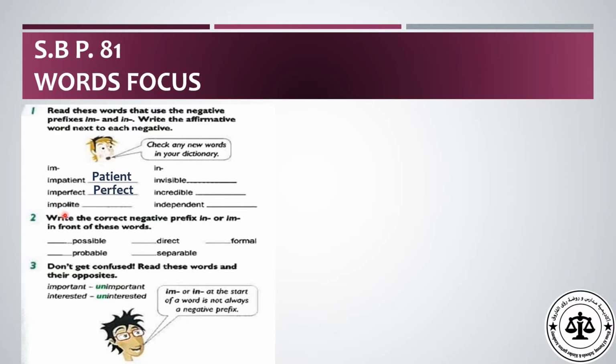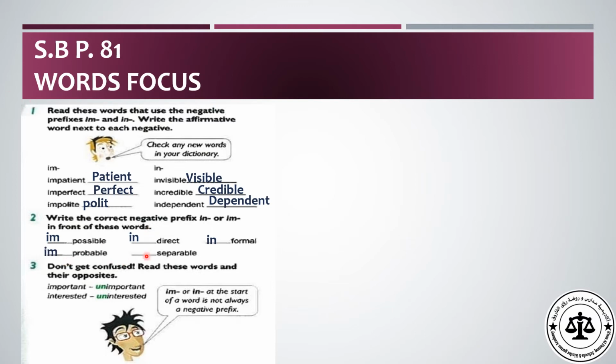Impolite, polite. Invisible, visible, incredible, credible, and independent, dependent. Now, number 2, write the correct negative prefix in or im in front of these words. Possible, yes, impossible, we add the prefix im. Direct, indirect. Formal, informal. Probable, improbable.